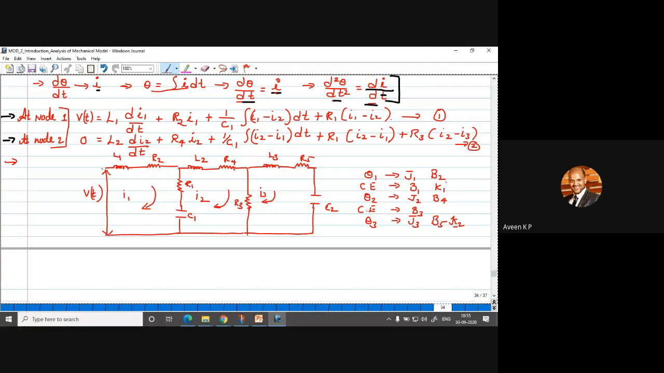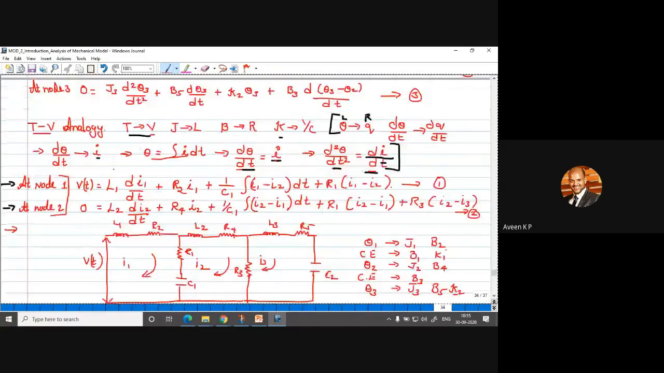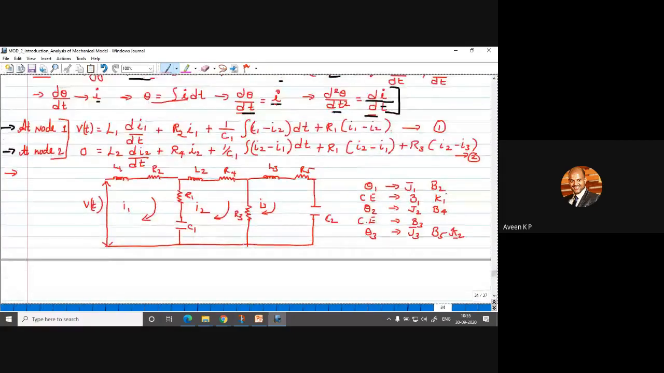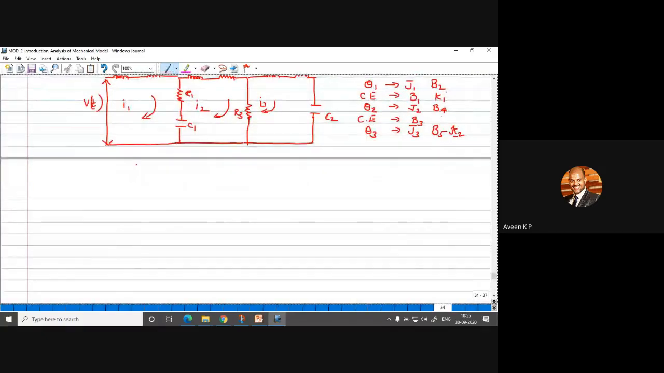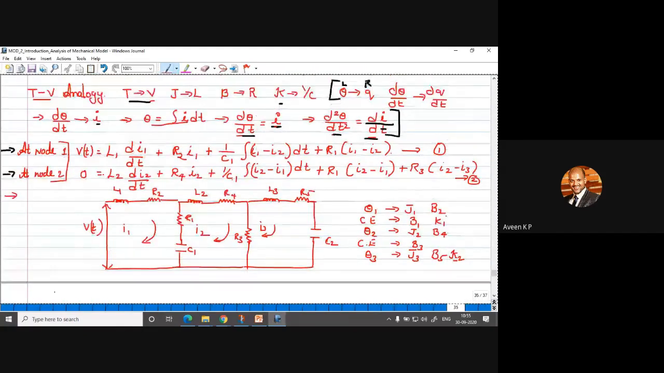So let me continue with the other form, that is the torque current analogy. In a simple way you can represent it as torque-current. So in torque-current I will show how to rewrite the equation. I will show only one equation, and I will move on to the network diagram.